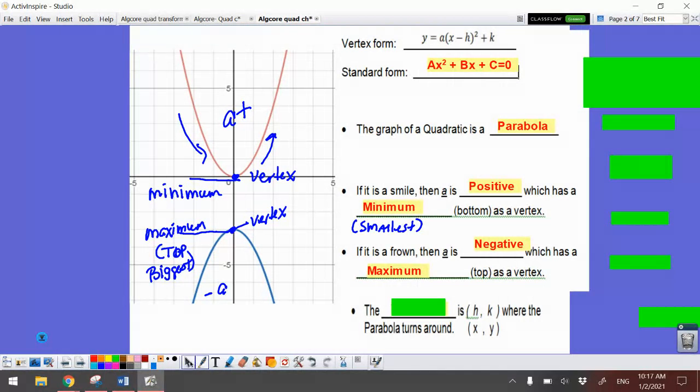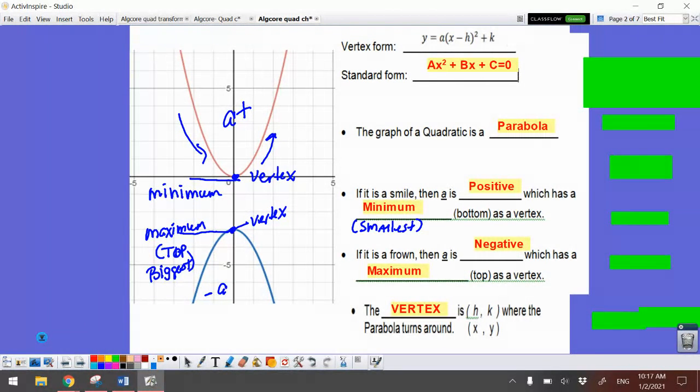And here's the part that we're going to kind of put together today. We're going to understand that this h and k from our transformation, our horizontal movement and our vertical movement, is going to create our vertex. So our h and our k are the same as our x and y for our vertex.